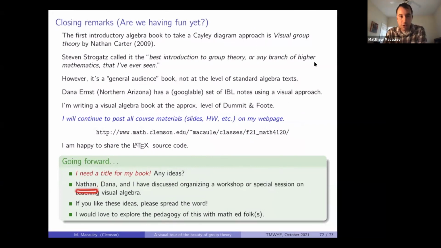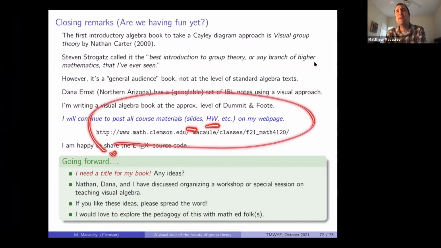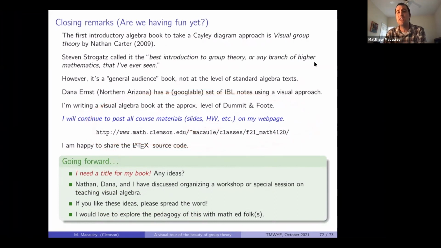Nathan Carter, who wrote Visual Group Theory, and Dana Ernst, who also teaches this way, and I have discussed organizing a workshop or special session about how to teach this or how to share ideas. And the examples we have, I'm sure some of you can come up with better or different ones, and I'd love to share. So if you like these ideas, spread the word. This is how word gets out. I post all of my stuff, homework and slides, on my website. You can check it out. You can download the source code. I guess I don't have the slide source code because I'm still working on them, but I can email you.